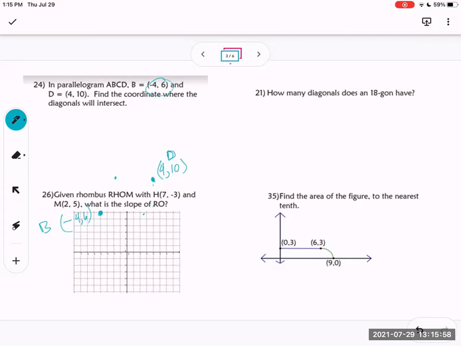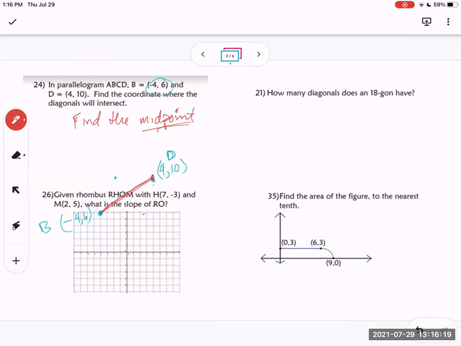Well, the diagonals bisect each other, right? Diagonals of a parallelogram bisect each other. So basically all we have to do, another way to ask this question, is find the midpoint. You guys understand that? Yeah. Just have to find the midpoint.